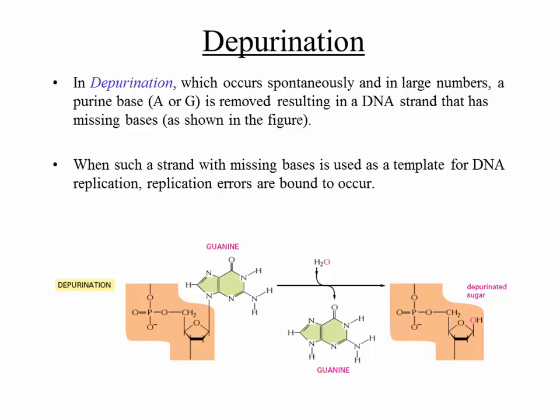So this is like a situation where this strand it's like missing teeth, right? So now if this strand is used as a template, right, for synthesizing a new DNA strand, guess what? Anything could be put in this location because the base is missing, right? So the chances of mistake are high. Okay. So when such a strand with missing bases is used as a template, replication errors are bound to occur, right? So this is depurination.